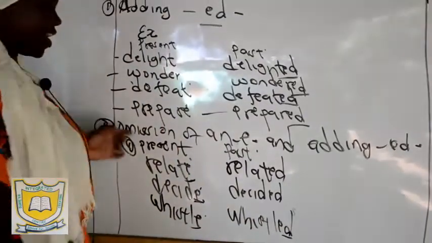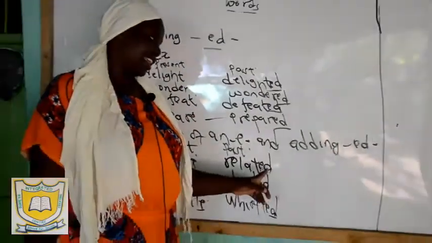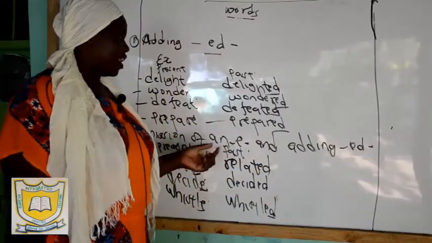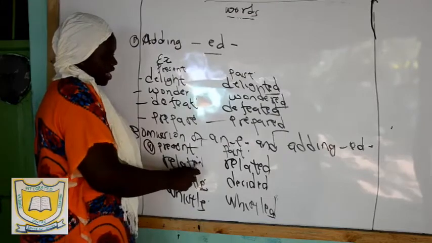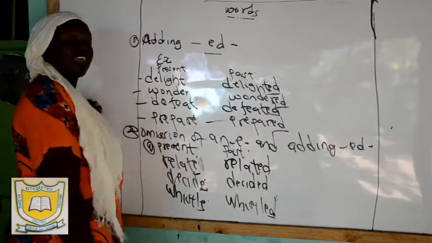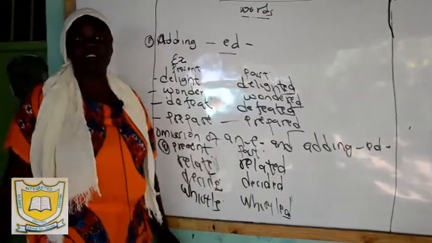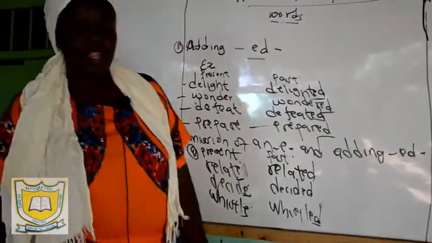Now, I have an ed, an ed, an ed. That is if I omitted an e. But if you don't omit the e, you simply add a d to form the past tense. The change is still the same. Now, what did I say?